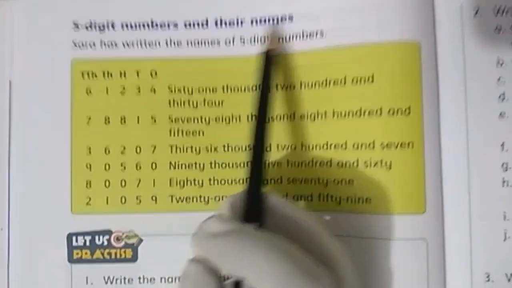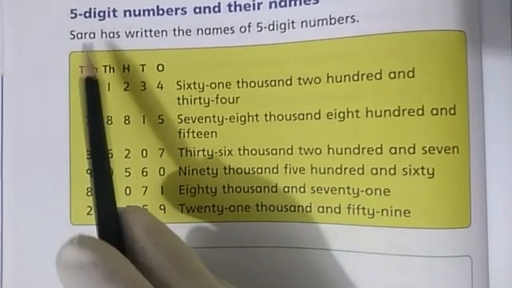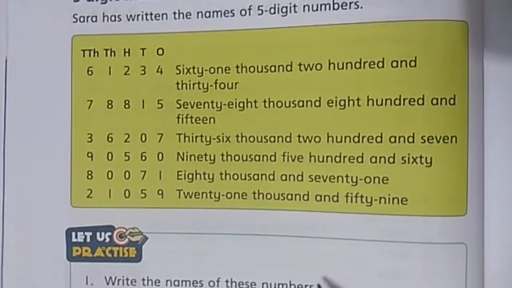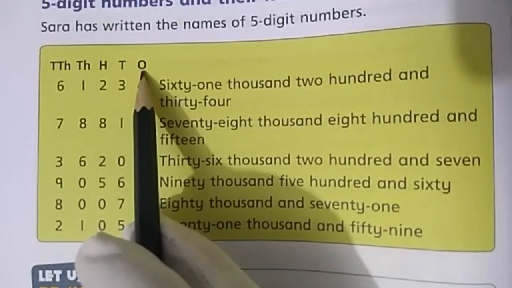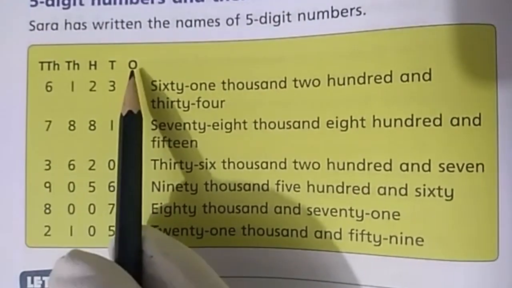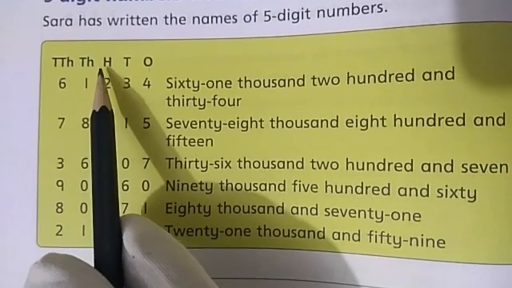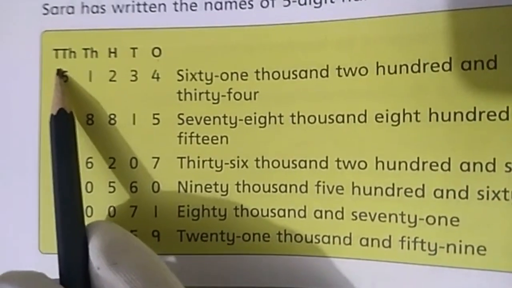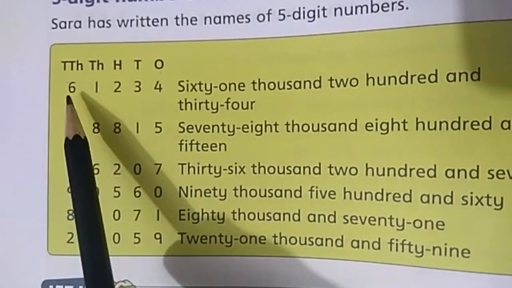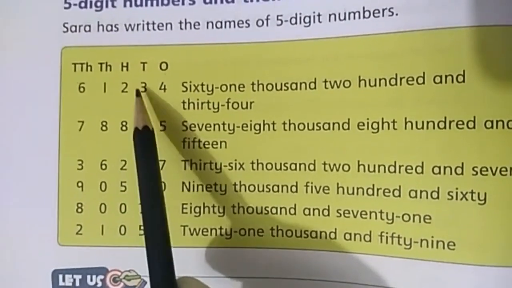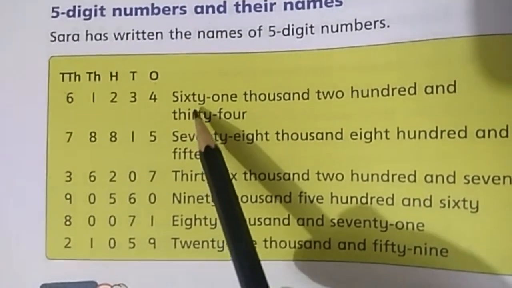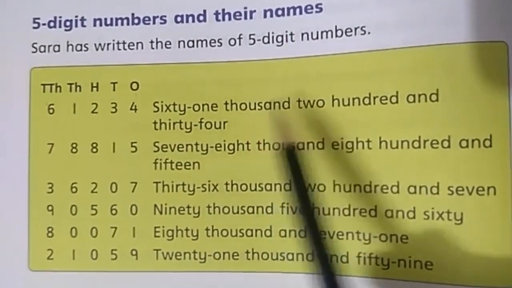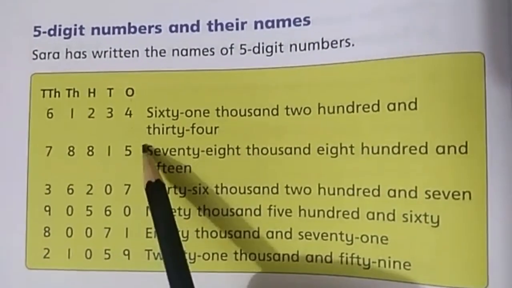5-digit numbers and their names. Sarah has written the names of 5-digit numbers. First we must know the place value chart: ones, tens, hundreds, thousands and ten thousands. If the number is 6, 1, 2, 3, 4, how do we name it? We name it 61,234.